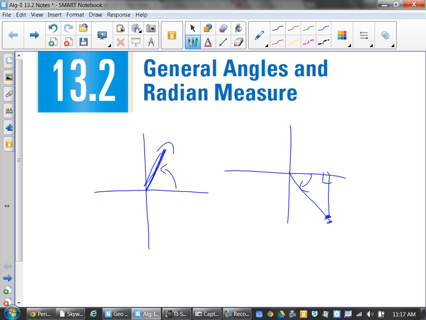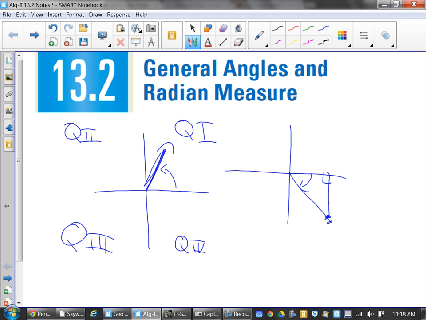When you have your quadrants, remember we use the good old Roman numeral system, and then Q4. Now, your angles can be lying in any one of those 4 spots. If they lie on an axis, it's called a quadrantal angle, which means it's on either the vertical axis or the horizontal axis. So it's not considered to be in a quadrant. It's on an axis.